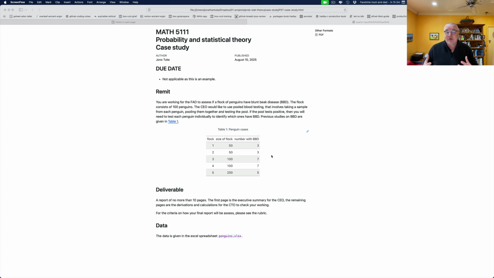I think the next thing we're going to have to do is look at this and work out how we would estimate the prevalence, or the probability that an individual penguin has disease, which we'll denote by P. So we'll do that next time. Thank you very much.